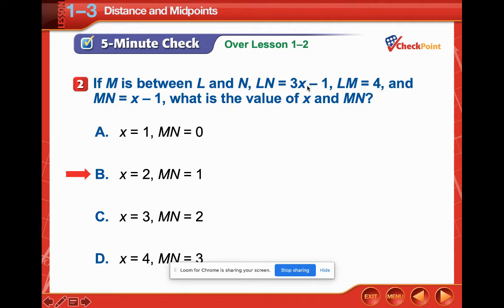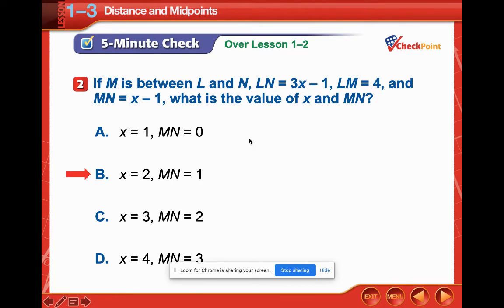Then combine your like terms. So you eventually get 3 plus x equals 3x minus 1. Add 1 to both sides, and you get 4 plus x equals 3x. Subtract x from both sides, and you get 4 equals 2x. Divide by 2 on both sides, and you get x equals 2. Then substitute that in for MN. If MN is x minus 1 and x equals 2, MN equals 2 minus 1, which is 1, so MN must be 1.